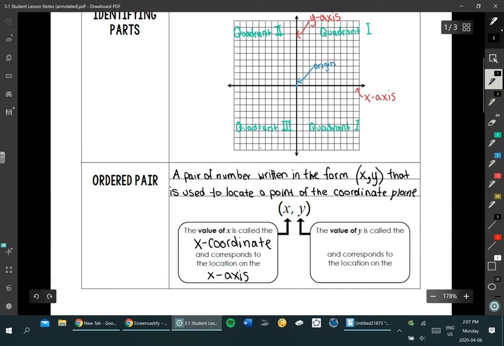Okay, the value of y is called the y coordinate, and corresponds to the location on the y-axis. And again, the order is important. That's why it's called an ordered pair, right? Ordered pair. X has to be the first number, y has to be the second number.